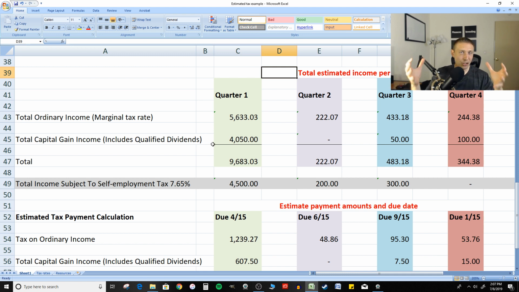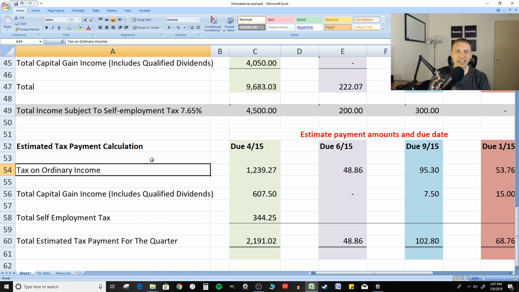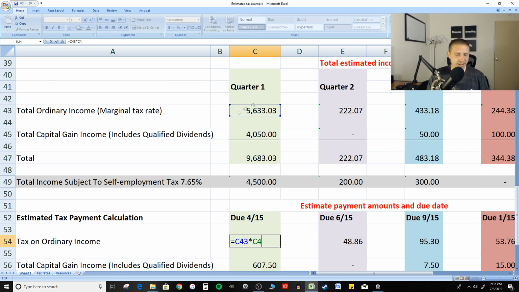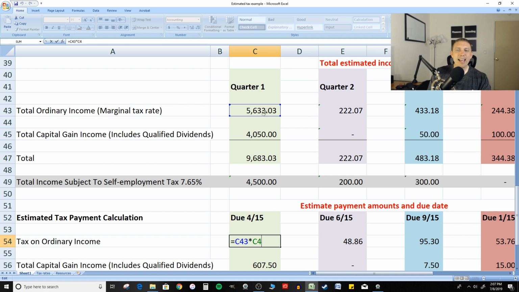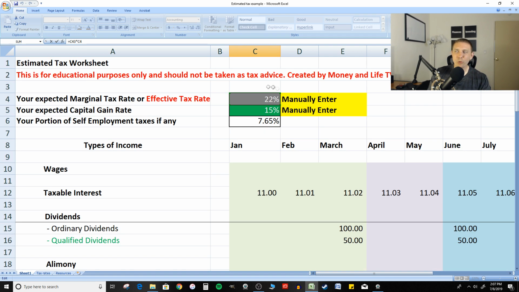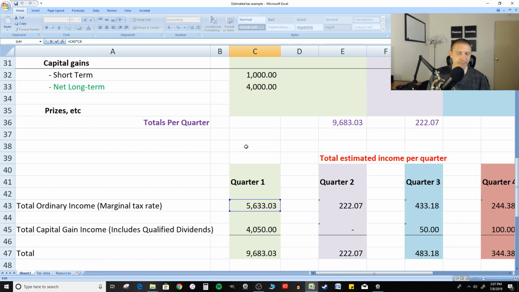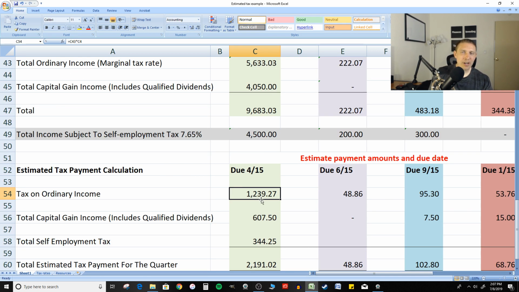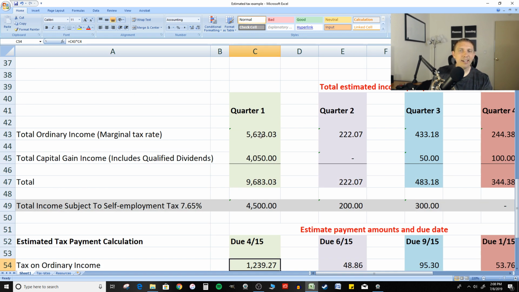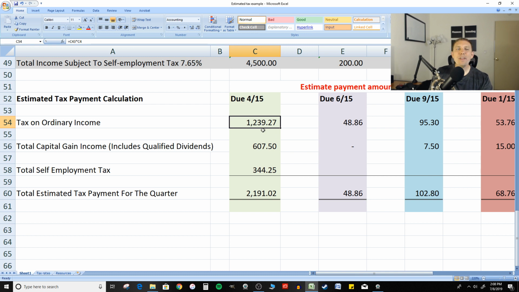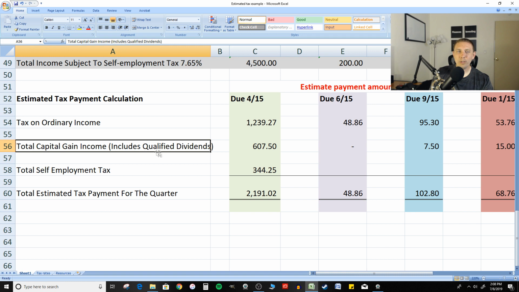Now let's apply taxes and tax rates to it so we can determine what our first quarter estimate payment might look like. So the first thing it does is a tax on ordinary income, which is this income right here. What this line is doing is taking the $5,633 and multiplying it by this person's marginal tax rate of 22%. And that's how it arrives at the $1,239.27. So what we're really saying here is that the tax on this $5,600 of income is going to be $1,239.